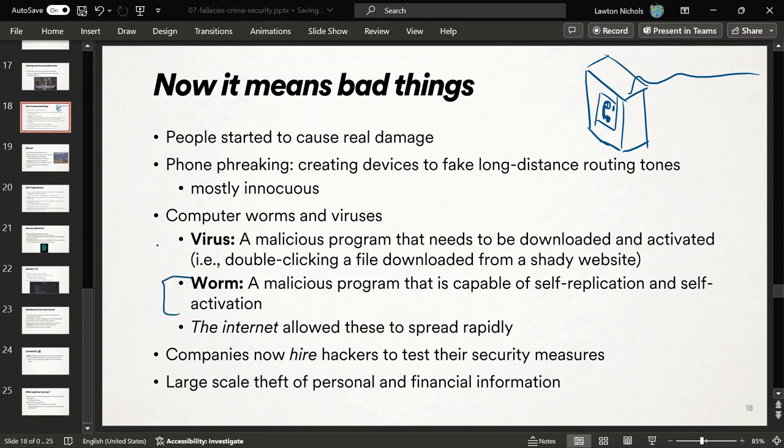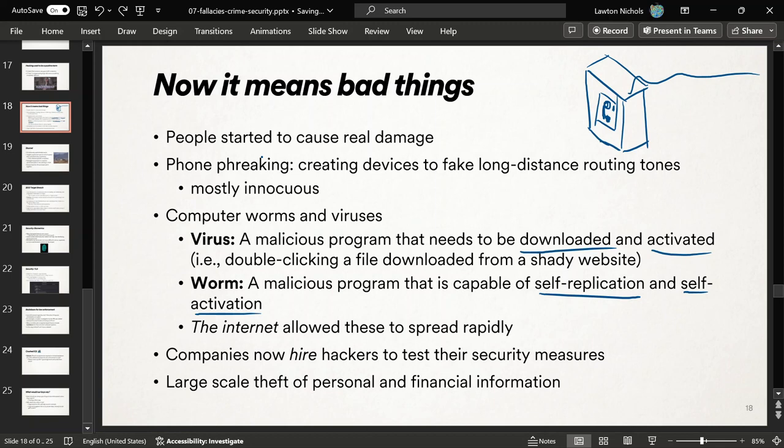A worm does not need to be double-clicked. That's the difference. A worm is a bad program that's capable of self-replication and self-activation. So a worm can propagate on its own, but with a virus, you've got to mess up somehow. That's the idea, right? And obviously, it's the internet that caused these to be things. And that's what's going on with the word hackers and things like that.